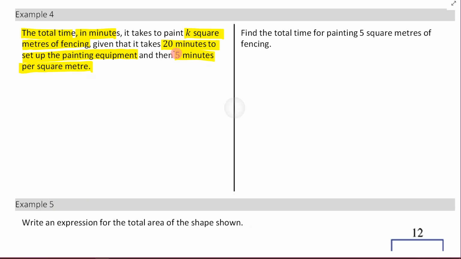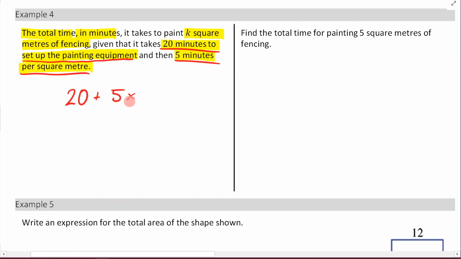So if it takes 20 minutes to set up the painting equipment, that means regardless of how much they're painting, it's going to take 20 minutes just for them to set up. And then it takes an additional 5 minutes per square meter. So that's going to be 5 times, and as you can see here, this is K square meters of fencing. So that means we're going to put a K here. So that means my final answer is going to be 20 plus 5K.